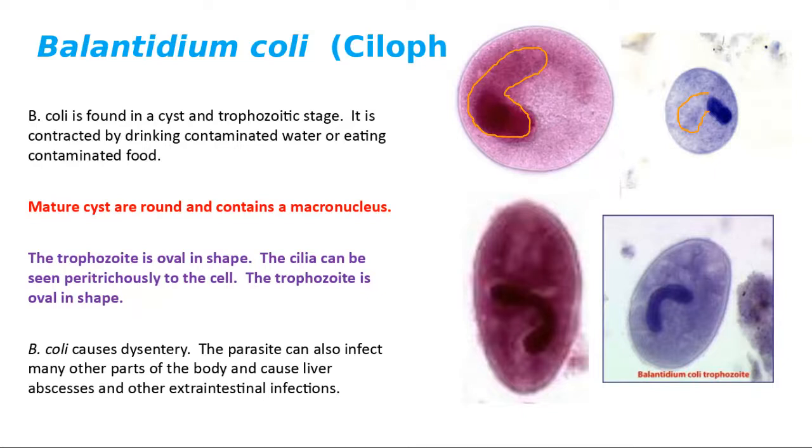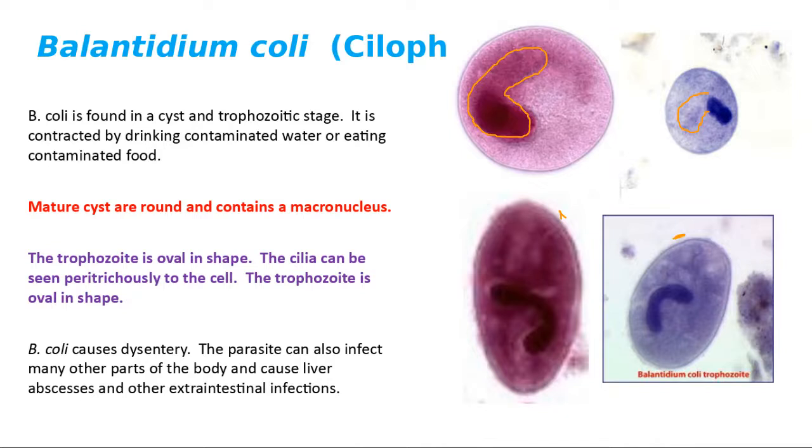So this also causes dysentery. The cyst is perfectly round, has a macronucleus. If you hear the word macronucleus or you see the word macronucleus in the text for the question, it's going to be Balantidium. Okay, perfectly round, the cyst, oval in shape, the troph. And if you look real close, you can see the fuzziness associated with the troph, and those are the cilia.